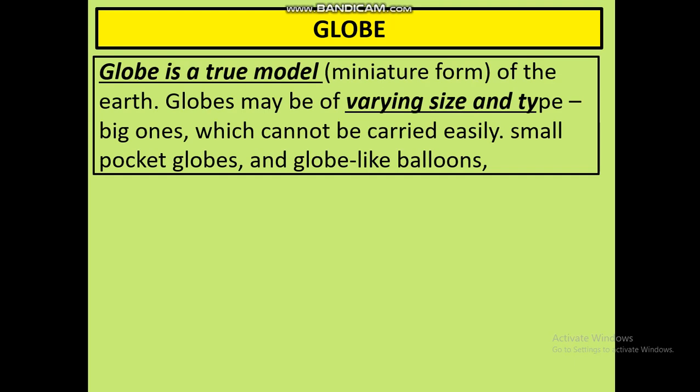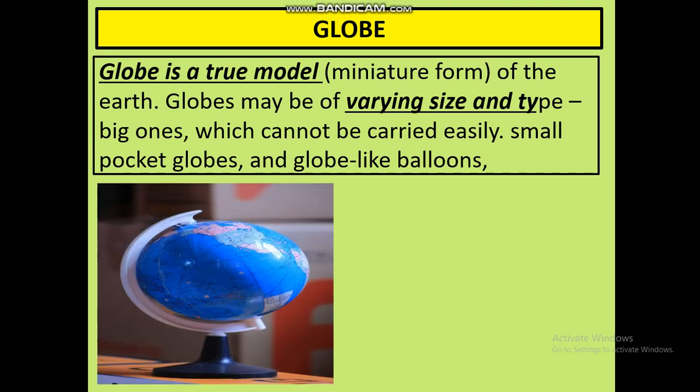What is globe actually? Globe is a true model of the earth. It is exactly the way we have earth in the universe. Globes may be of varying size. Varying size means different size and different types. You have some big globes. As you can see, this globe you cannot carry easily from one place to another place.